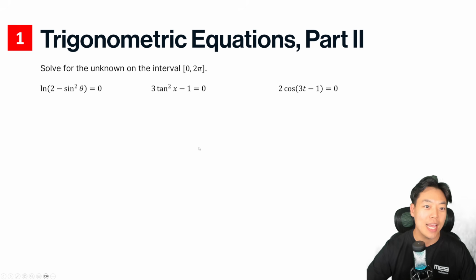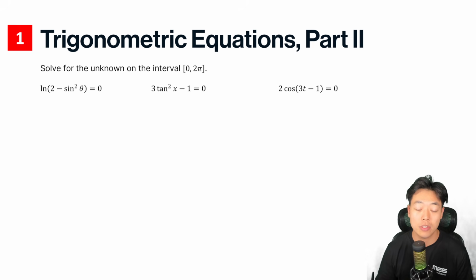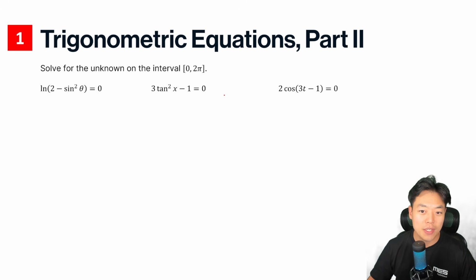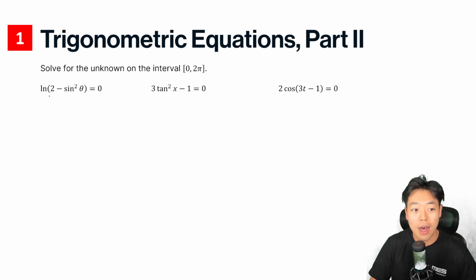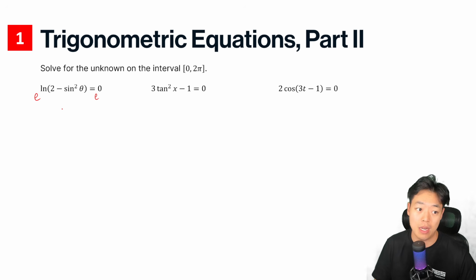Our first topic today is trigonometric equations part 2. We covered part 1 last lesson. Let's go for it. Solve for the unknown on the interval 0 to 2 pi. We have the natural log of quantity 2 minus sine squared of theta is equal to 0. In order to get to our unknown, theta in this case, I will take e to the power of both sides. This is because e and the natural log are inverse operations.